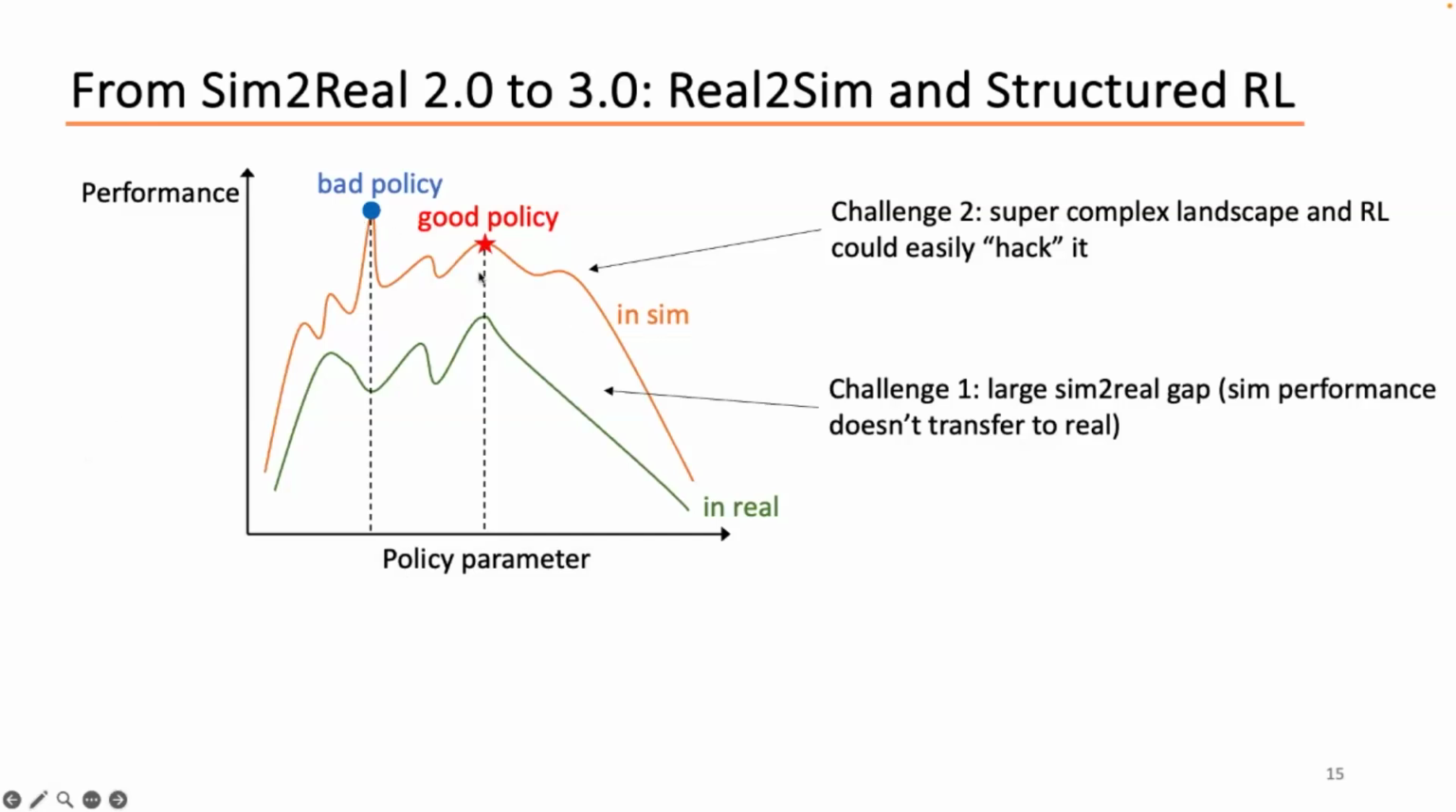What we actually want is a star, right? This is a good policy, which gives you good performance in both sim and real, right? Typically in practice, how people conquer this challenge is still human in the loop, right?